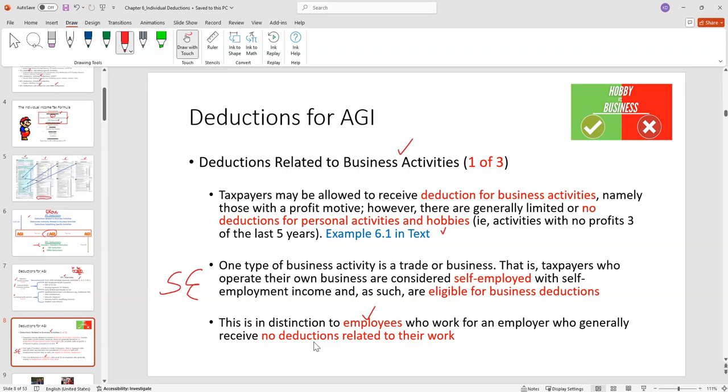Generally, you're not going to get any deductions related to your work, right? Like when you commute, that's a personal, non-deductible expense. If you have to buy work outfits, like a suit and a tie for your accounting job, you're not going to get deductions for that.